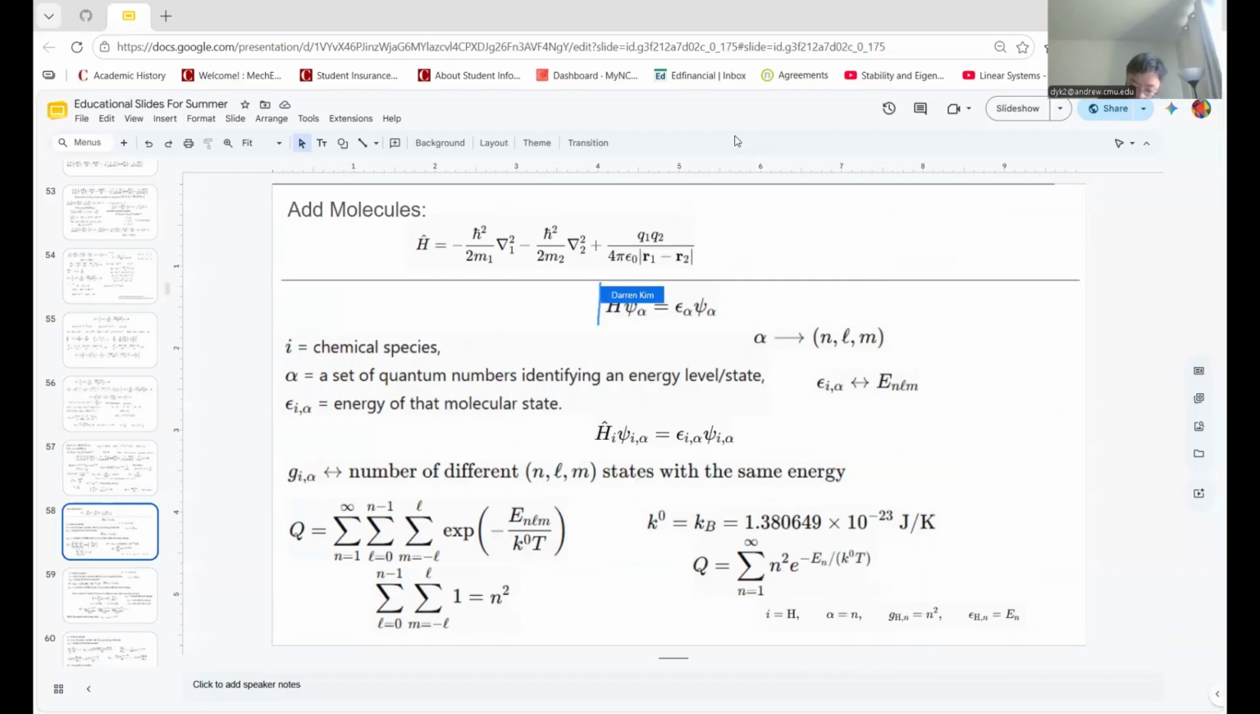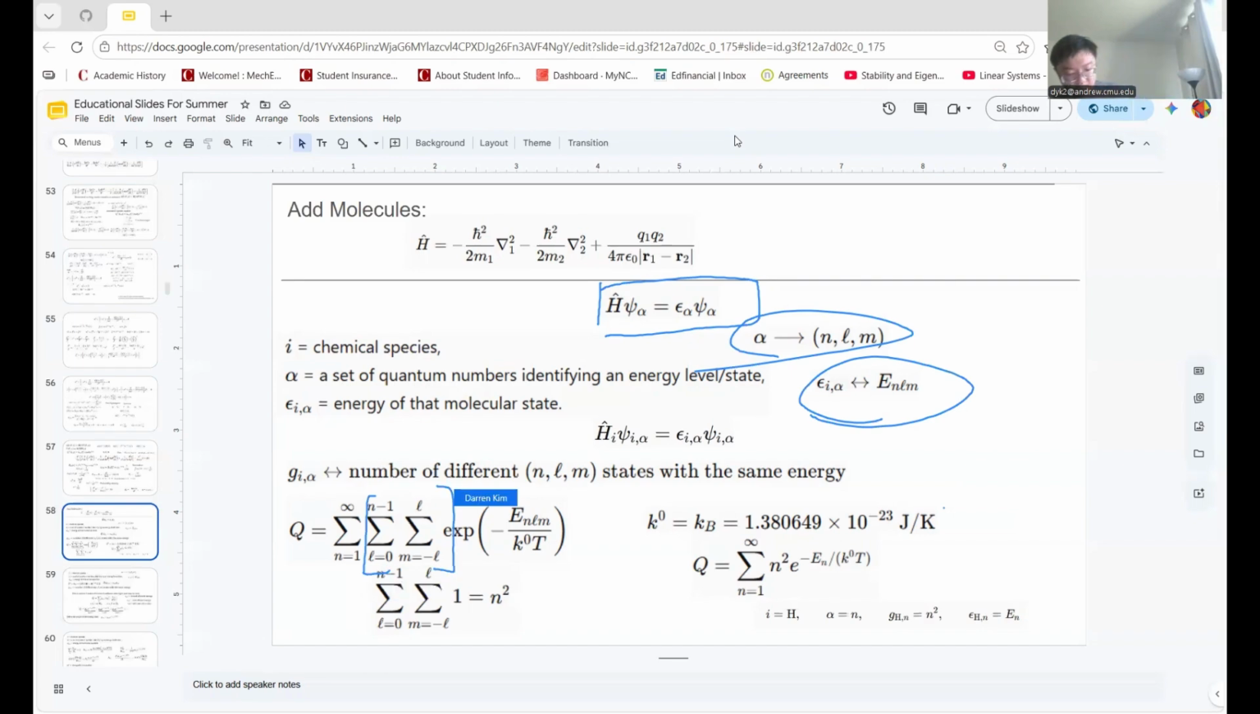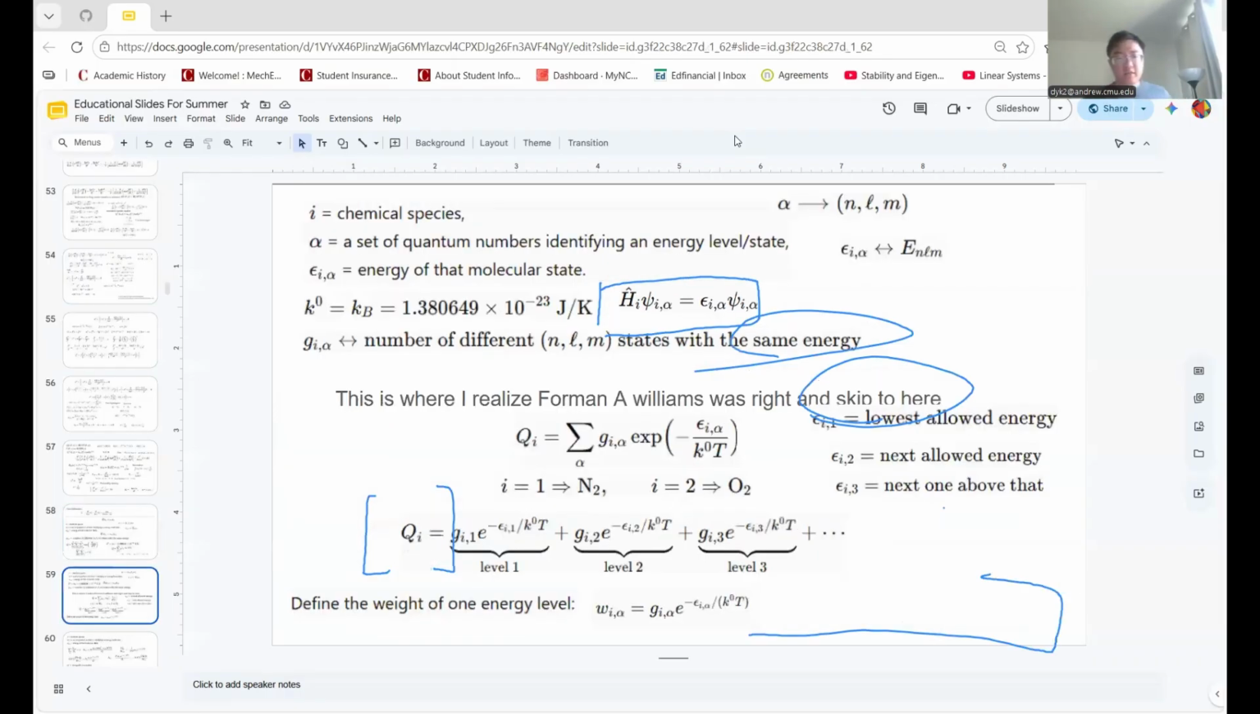Because if the book used this notation over here, where E is energy, and alpha is n, l, and m, then over here we proceed to see that this is kind of like the notation of Q. Q is kind of like the weight of each individual thing. So what does that kind of mean? So define one weight as this, and you sum all those up: level 1, level 2, level 3, level 4, level 5, level 6, level 7.